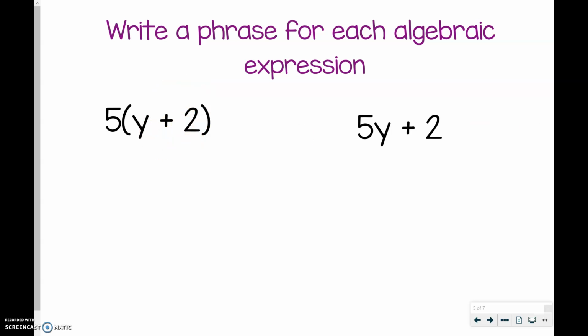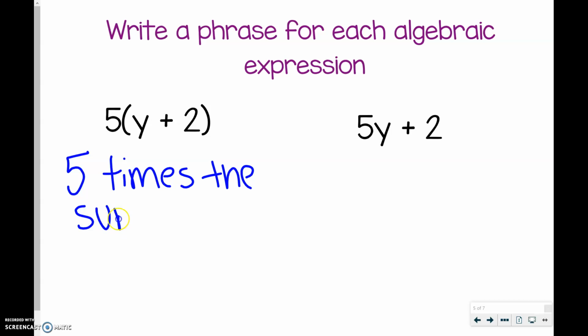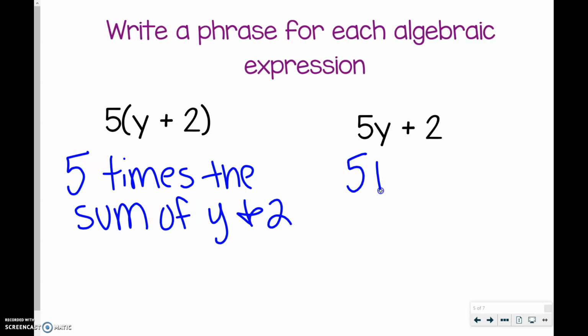So we're going to say 5 times the sum of, so make sure you're typing this out. And if you need a pause, feel free. And then you can say y and 2. And I'm just using my little and sign, but if you want to type the word in, that's fine. Okay, 5 times the sum, not just 5 times y, but it's 5 times the sum. Okay, whereas over here, we are just doing 5 times y.